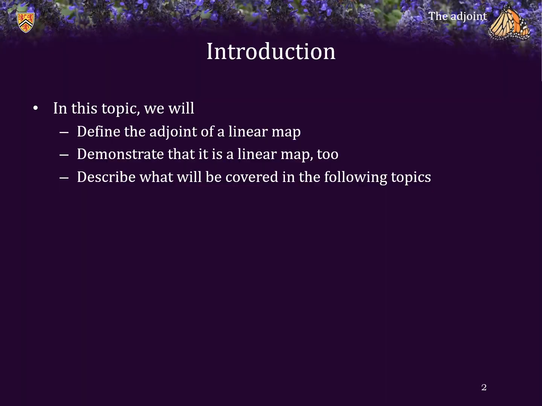So in this topic, we will define the adjoint of a linear map. We will demonstrate that the adjoint is a linear map too. We will describe what will be covered in the following chapter.